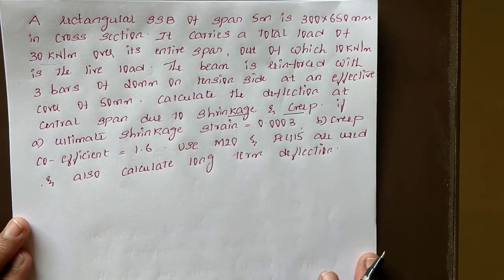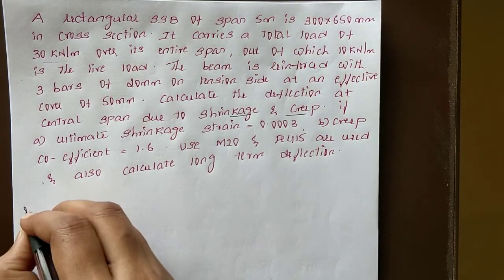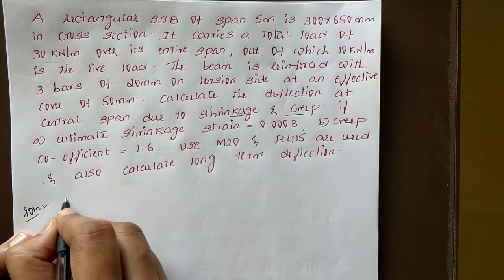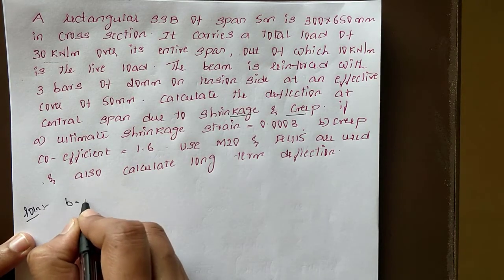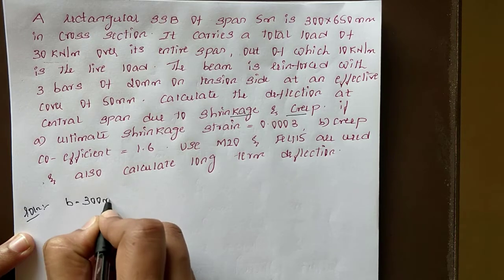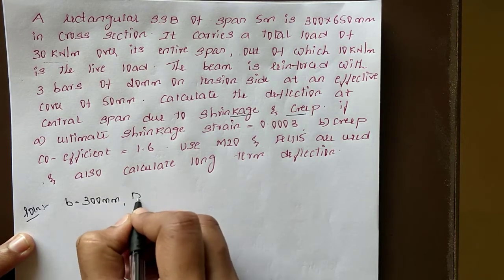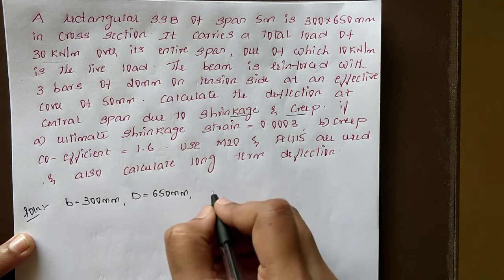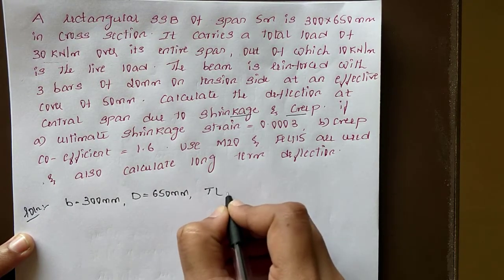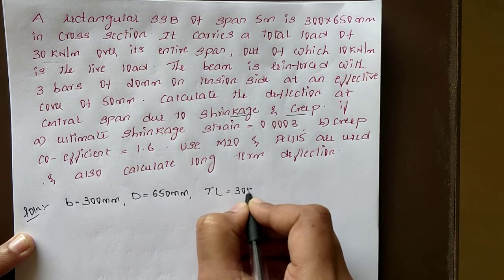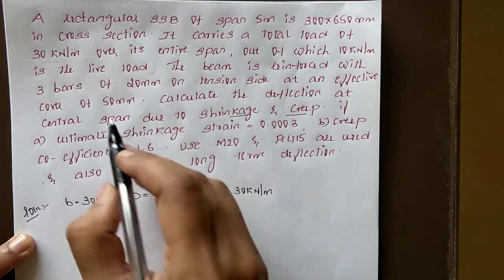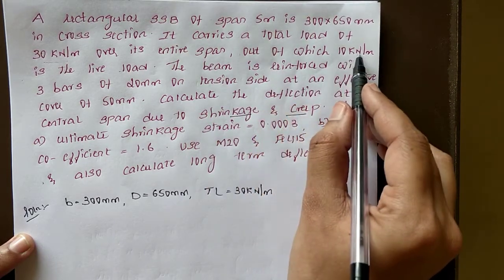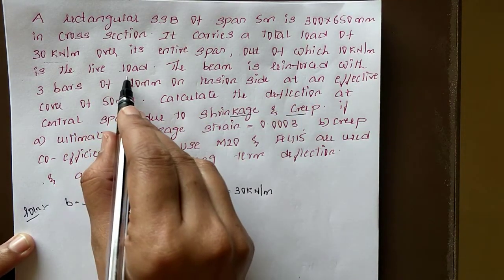Okay, the first thing, the solution. Write down the given data, what are all the data they have given. The cross-sectional dimension they have given, that is b is 300 mm, and the overall depth they have given as 650 mm. And the total load they have given is 30 kilonewton per meter over its entire span, out of which 10 kilonewton per meter is the live load.